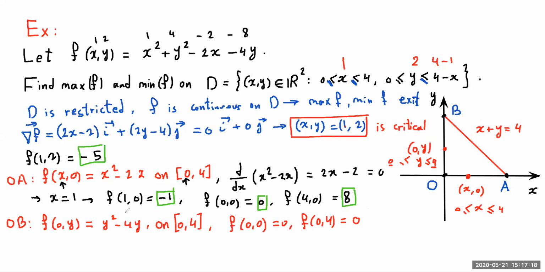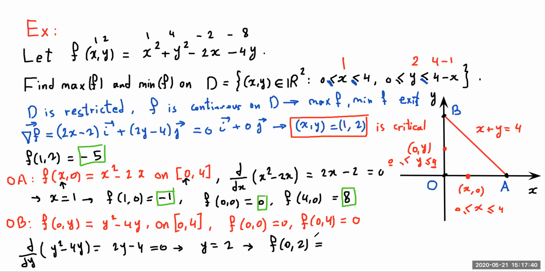Okay. Let's continue and calculate the derivative with respect to y of this function, y² minus 4y. The answer is 2y minus 4. I put it equal to 0, then y equals 2. Now let's calculate f(0, 2). So what is the answer? 2² minus 8, it's 4 minus 8. So the answer is minus 4.